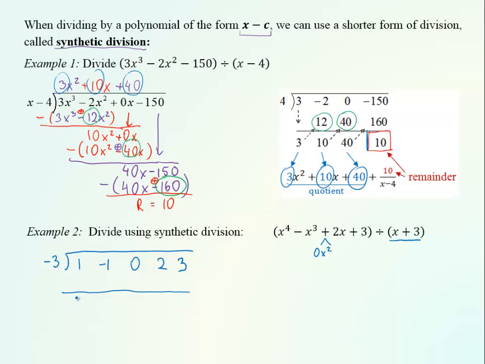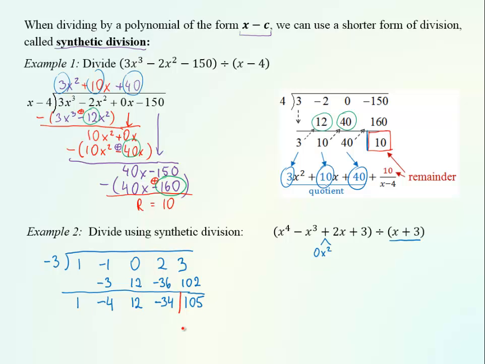We drop the first number, which is 1, multiply by -3, write it in the next column, and add the next column, which gives you -4. Multiply again, that will be 12, add with 0, which is 12 again. Multiply by -3 is -36, plus 2 it's -34, and when we multiply again, we end up with 102, and after adding it is 105. So how do we read the answer from this synthetic division?